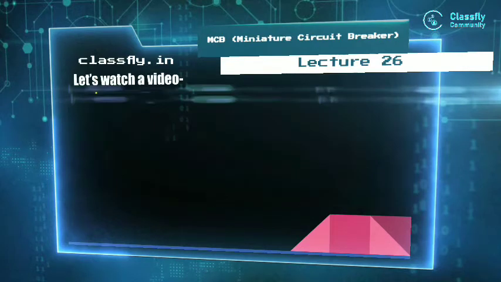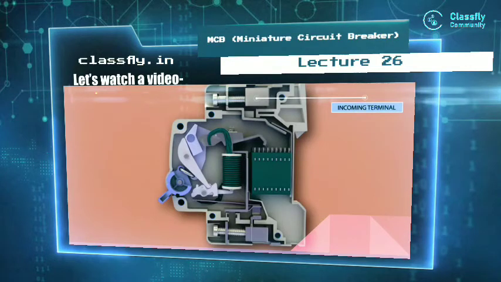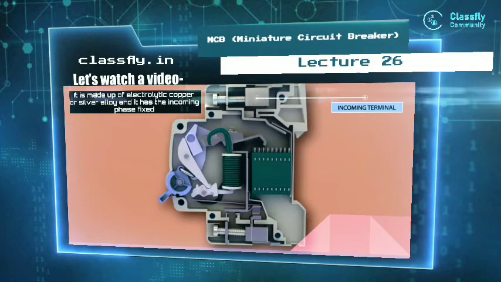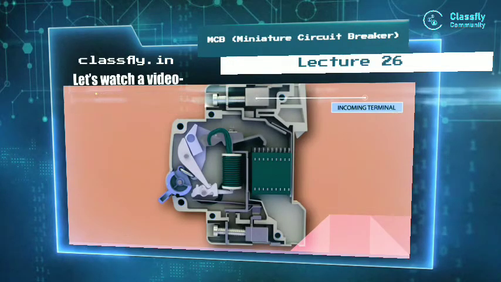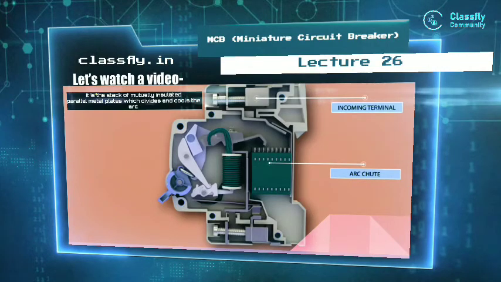Let's watch a video. In this we will see the parts of an MCB. The first part is the incoming terminal. It is made up of electrolytic copper or silver alloy, and it has an incoming phase which is fixed. Now the second part is the arc tube. It is a stack of mutually insulated parallel metal plates which divides and cools the arc.